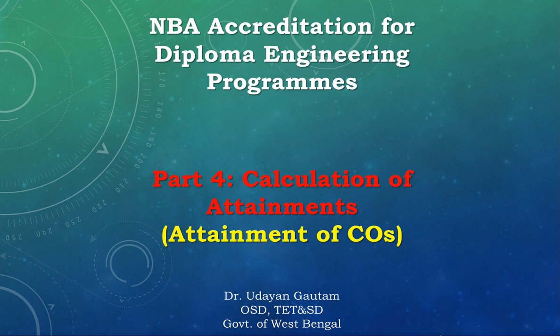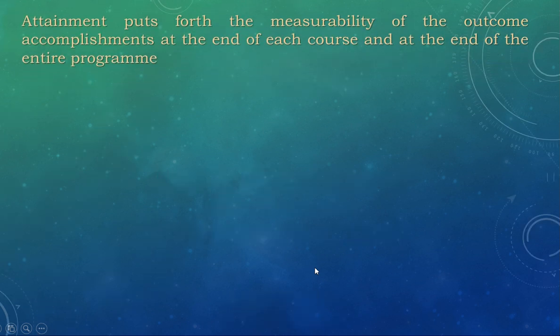Today we are here with the calculation of attainments. In this video, we shall learn about the CO attainment calculation process. Before moving on to the calculation itself, we need to understand what an attainment is. As written over there, attainment puts forth the measurability of the course accomplishments at the end of each course and at the end of the entire program.